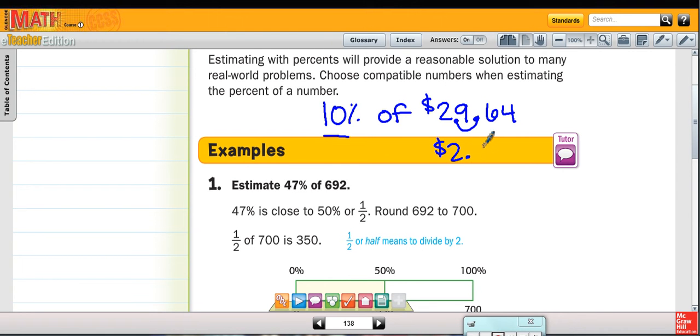$2.90. What's that for? We're going to do the 6. $2.96. That would be what my tip would be.